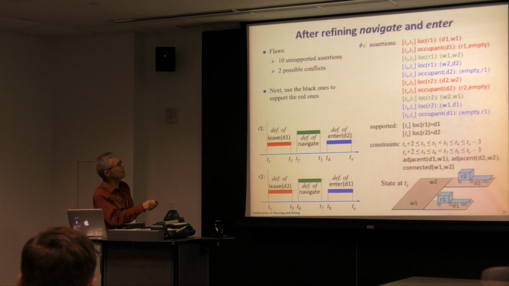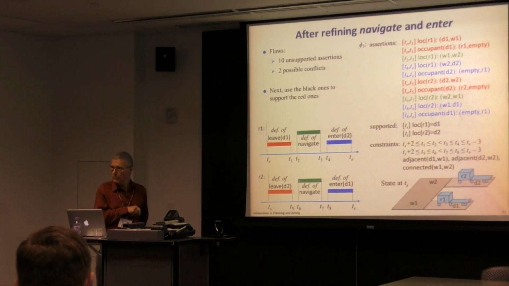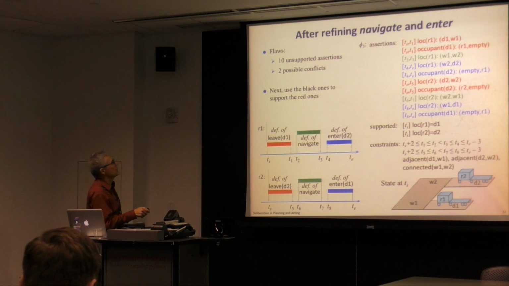We take care of both of those. That puts a whole bunch more things into the assertions. Here we have Robot 1 going from W1 to W2. Here we have Robot 1 going into D2. Here we have Robot 2 going from W2 to W1. Here we have Robot 2 going into D1. All right? So we have 10 unsupported assertions and 2 possible conflicts.